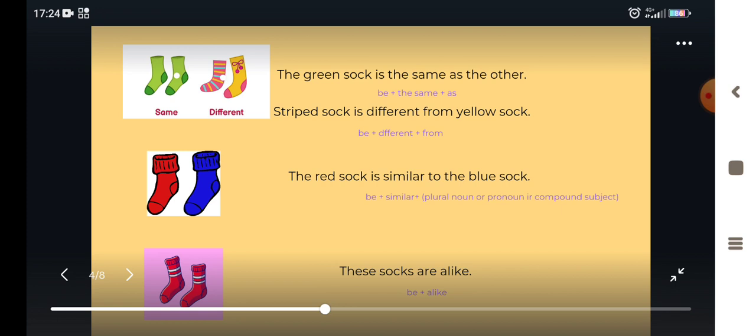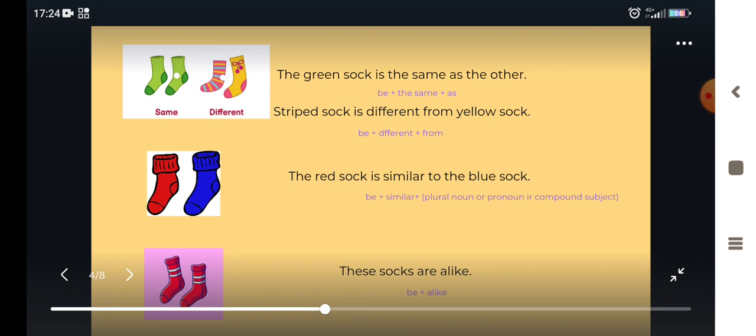These socks are alike. In this case, remember that alike means that they are 100% equal, no difference. If we see the image, the socks are totally equal. The color, the model, the size, totally equal. So it means alike. And the word order is be plus alike. The socks are alike, in this case alike.